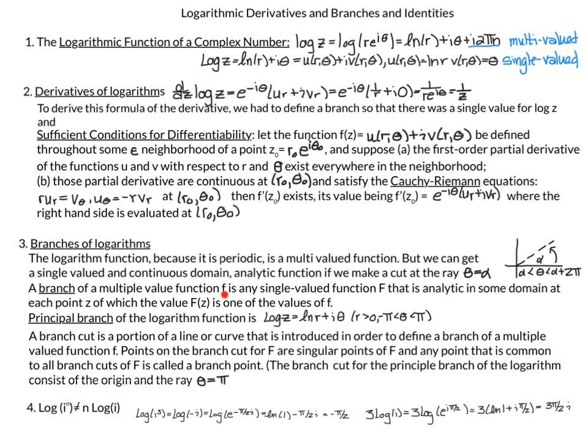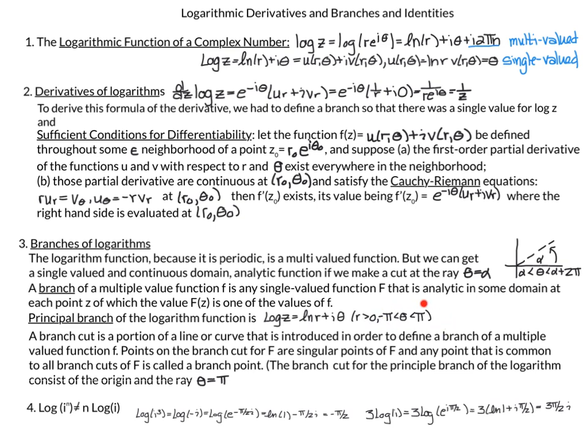So a branch of a multiple valued function f is a single valued function capital F that is analytic in some domain, at each point z of which the value F of z is one of the values of f. So in our case, this little f, the multi-valued function here, is like this little log z, and our capital single valued function is like capital Log z. And log z has many values for a particular complex number, but our capital Log z, or our capital F, has a single value. And the principal branch of the logarithmic function is exactly this capital Log of z, natural log of r, plus i theta, where theta goes between negative pi and pi, and r is greater than 0.